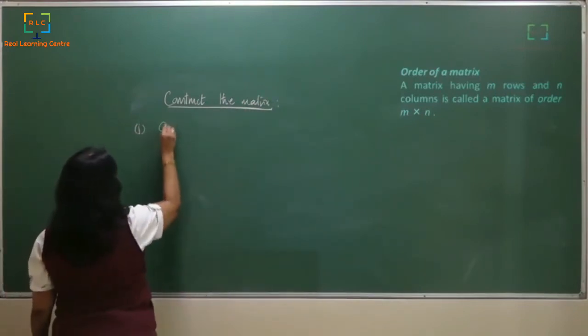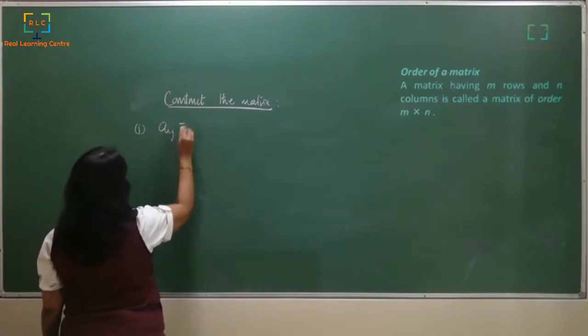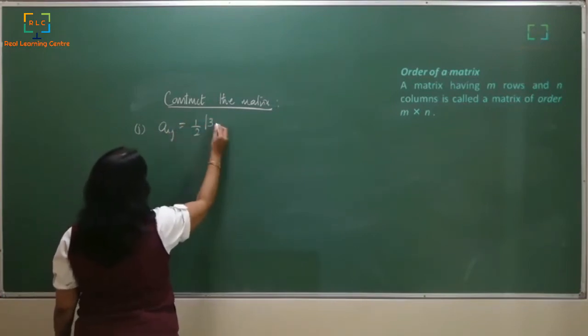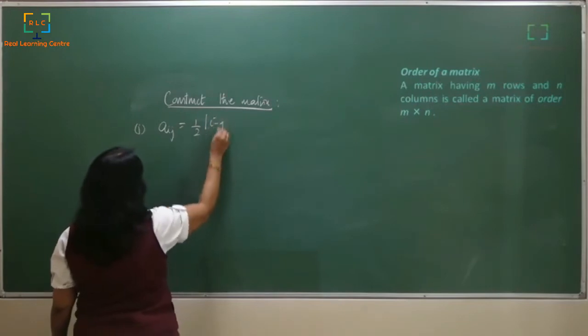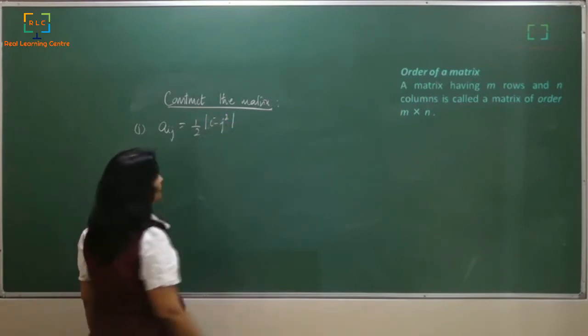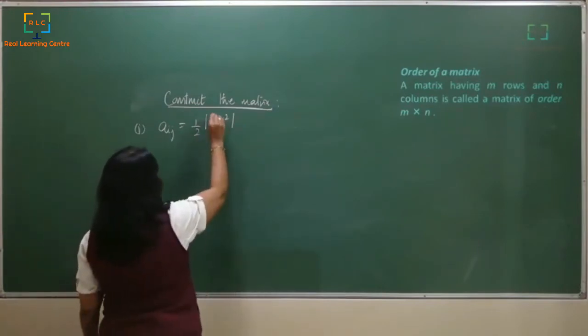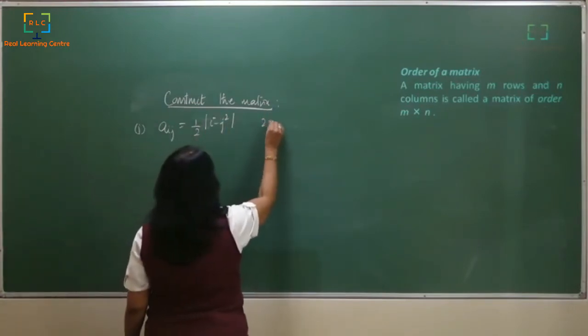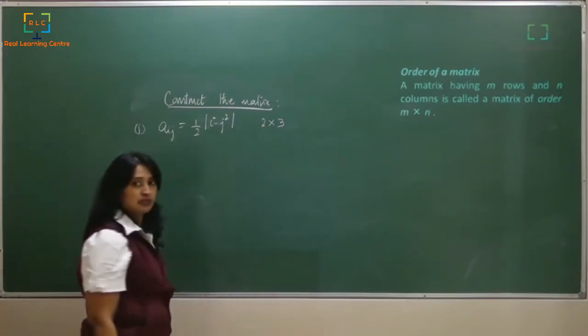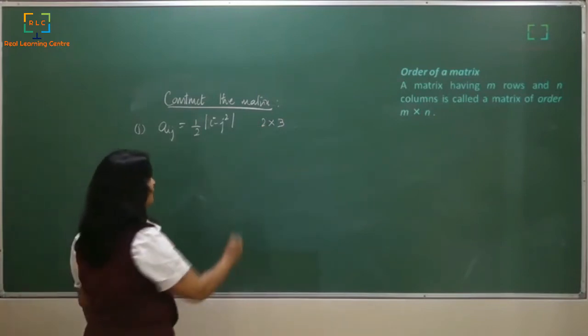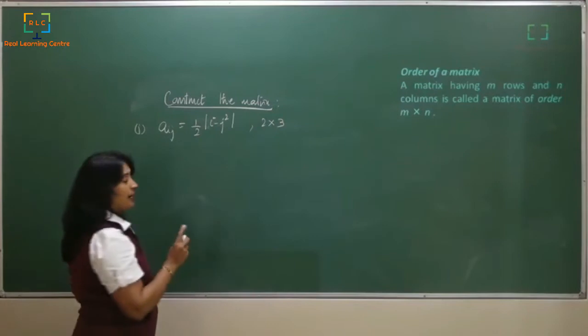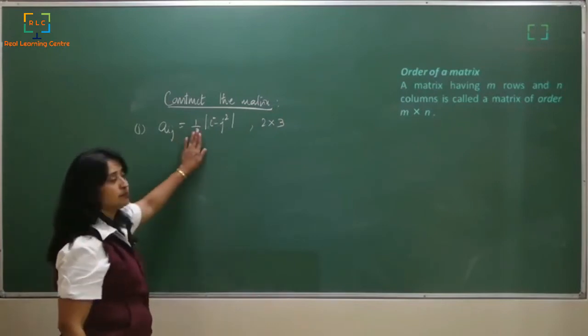I will define what is Aij. Aij is equal to half of modulus of, say, i minus j square. Anything can be given like this, i minus j square. Now I want a 2 cross 3 matrix. What do you mean by a 2 cross 3 matrix? It should have 2 rows and 3 columns, and Aij is defined to be like this.